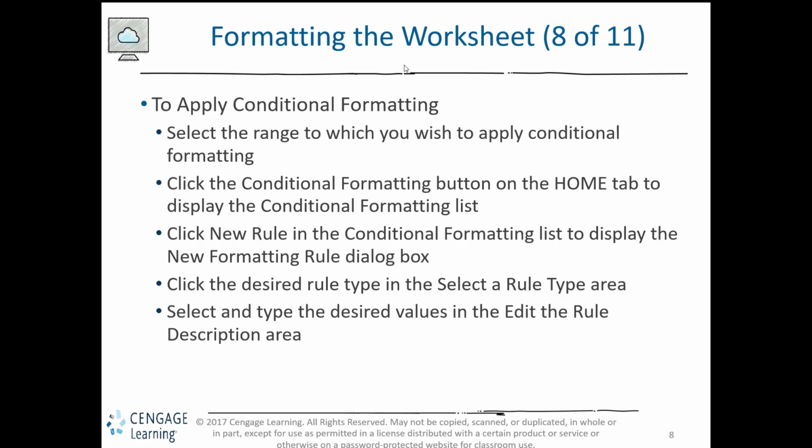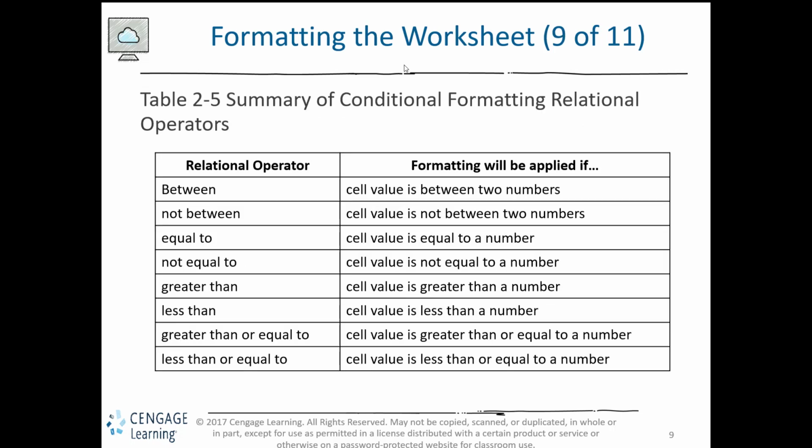I can also apply what's called conditional formatting. Conditional formatting will, for instance, highlight a cell that fits a certain criteria that you establish. And here's a list of some of the general conditional formatting ones. Let's say I want to color the cell if it's between 2 numbers, or only if it's not between, if it hits a specific value or doesn't hit a specific value, if it's greater than a number, less than a number, greater than or equal to, or less than or equal to.